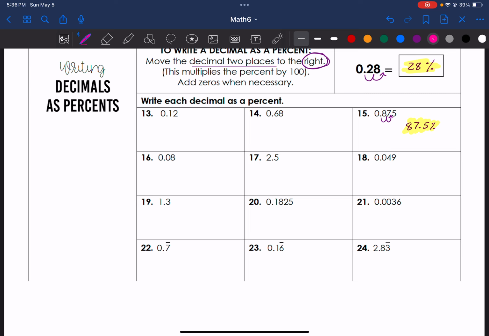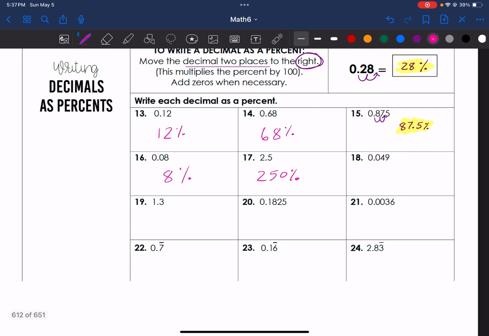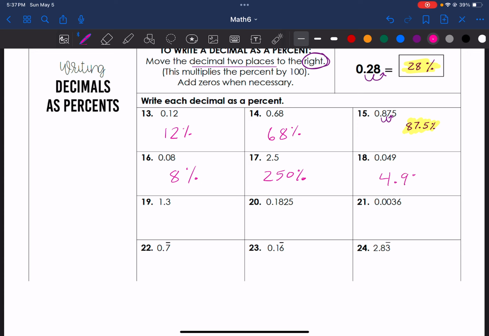Now that you've paused the video and you tried these problems, check your answers. Number 13 is 12%. Number 14 is 68%. 15 we already did. Number 16 is 8%. Number 17, you get a larger percent, which is 250%. Number 18 is 4.9%. Number 19 is 130%. Number 20 is 18.25%. Number 21, you get a decimal, and that's okay.